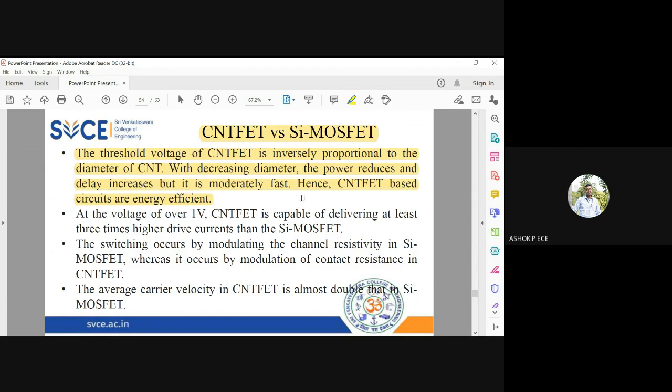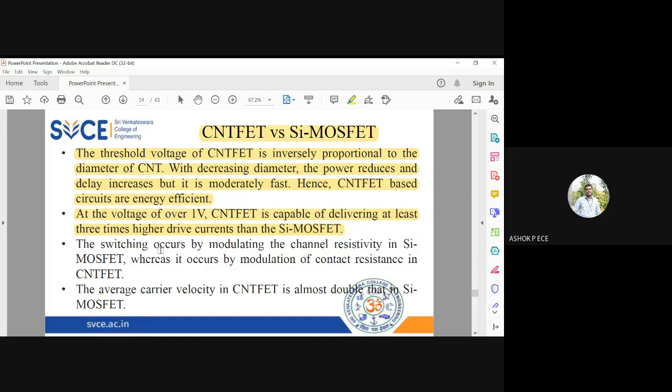So they are saying the threshold voltage is inversely proportional to the diameter. When the diameter reduces, the threshold voltage will increase. As a result, they say the device becomes extremely fast in operation. So I can say the CNTFET devices are going to be energy efficient. At 1 volt, CNTs can deliver 3 times more current than MOSFET. We have seen the diagram, a very high amount of current flows through the device. So at around 1 volt itself, CNT can deliver 3 times more current than MOSFET.